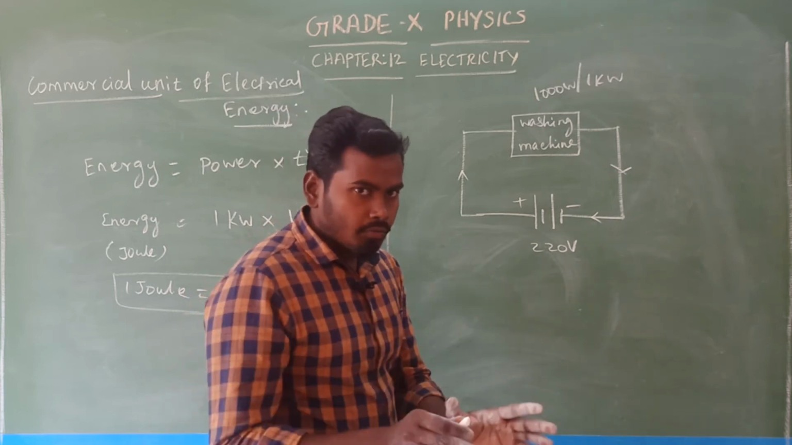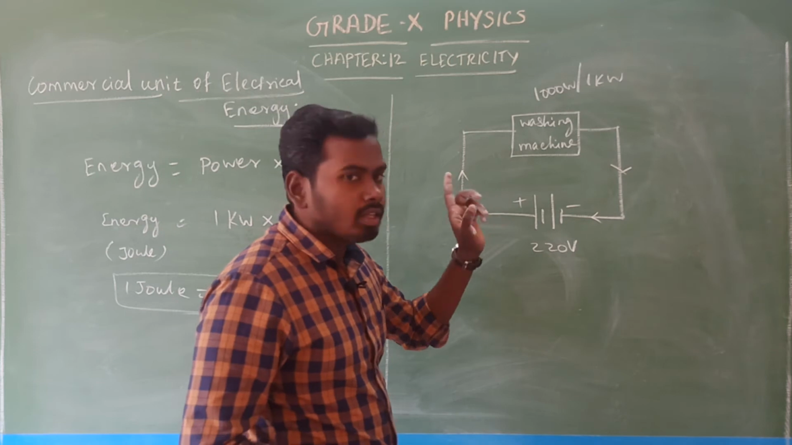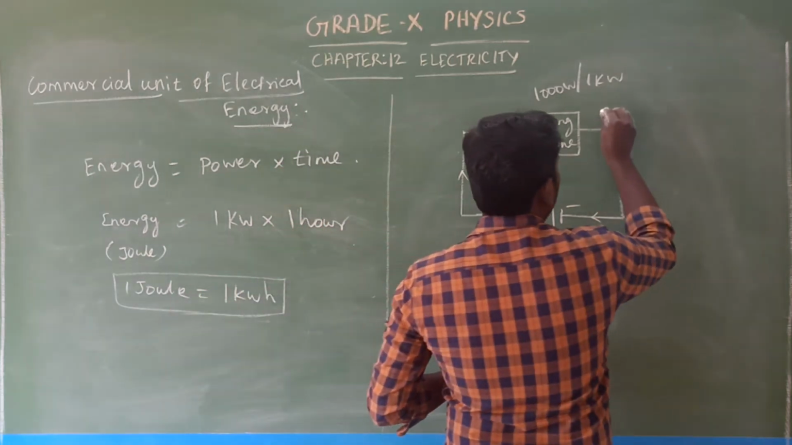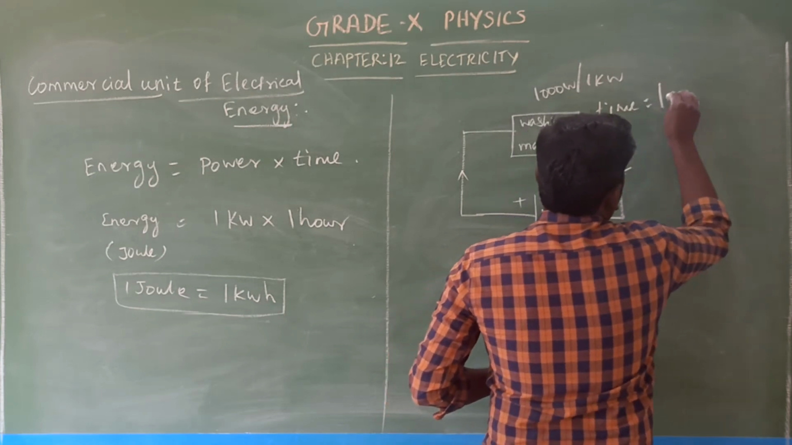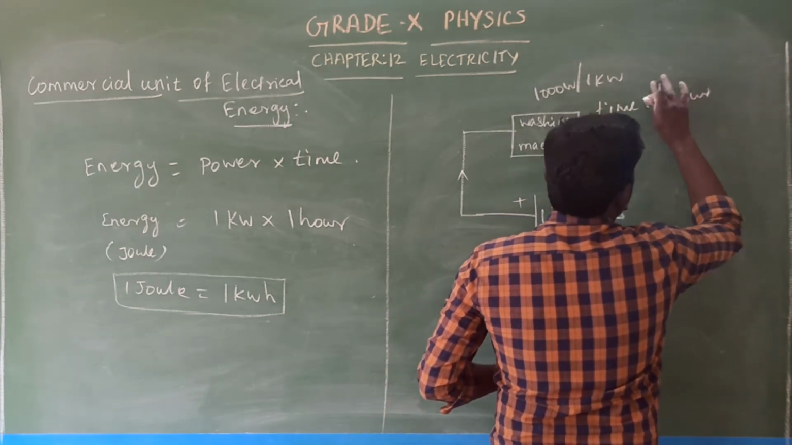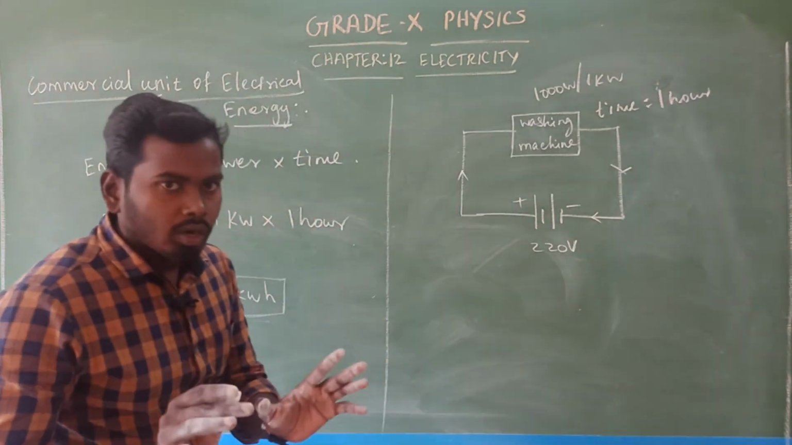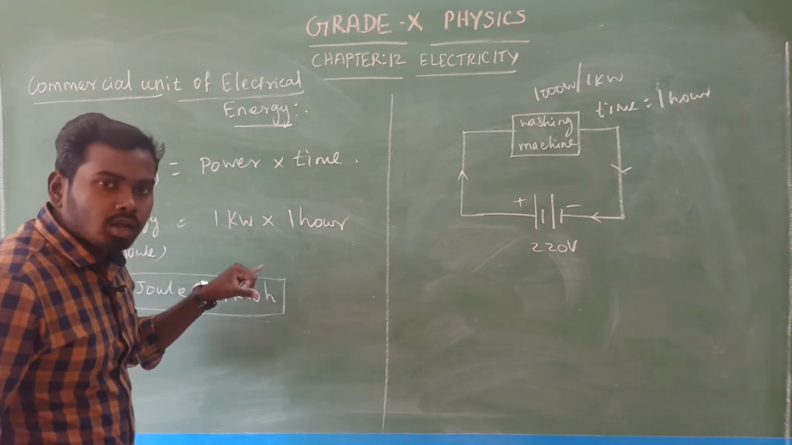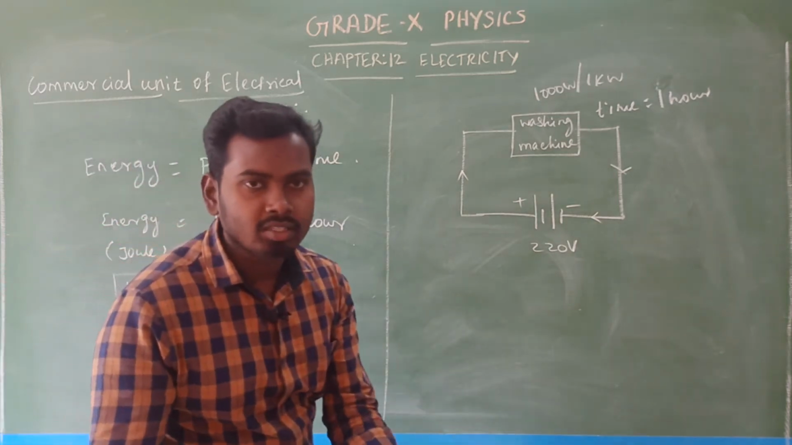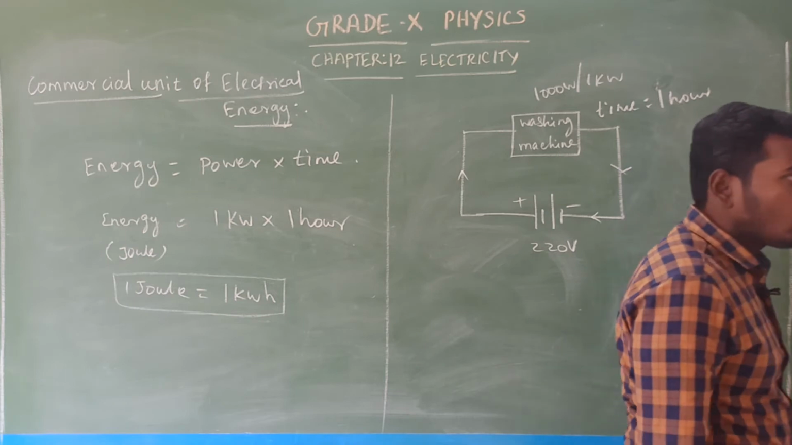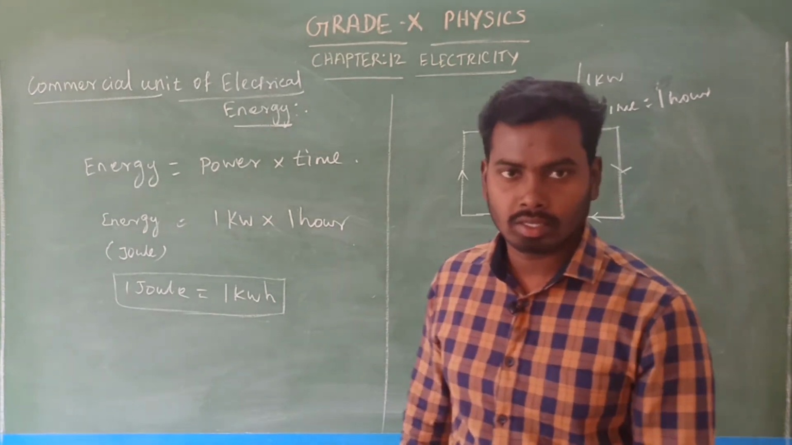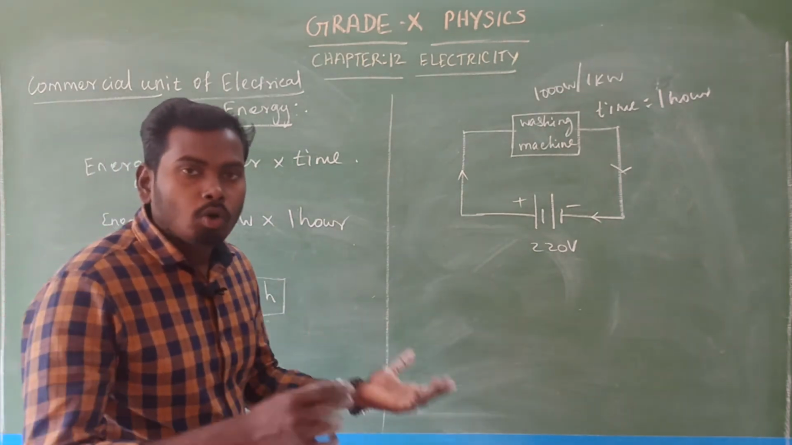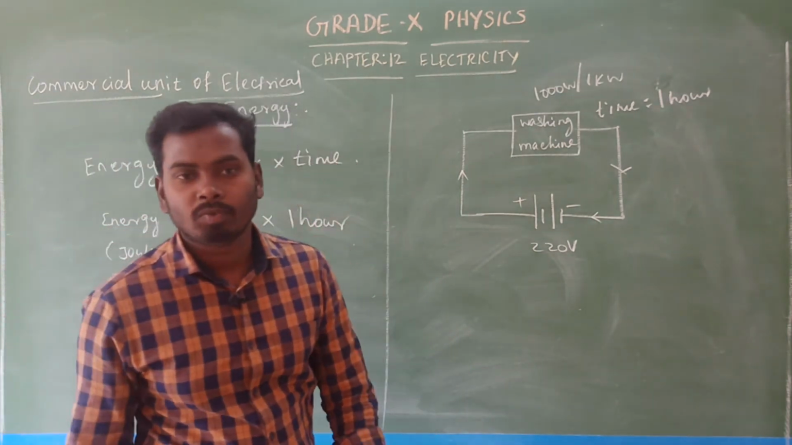Suppose the washing machine is used, which means functioning, for 1 hour. Time: 1 hour. Look here, 1 hour. Here the washing machine will consume 1 kilowatt hour of energy. That's all, student.